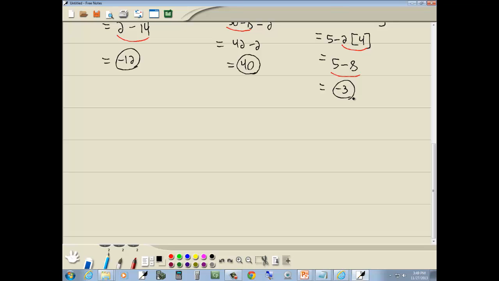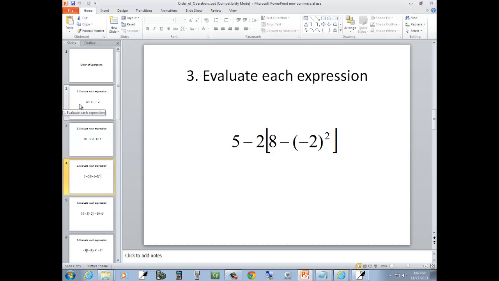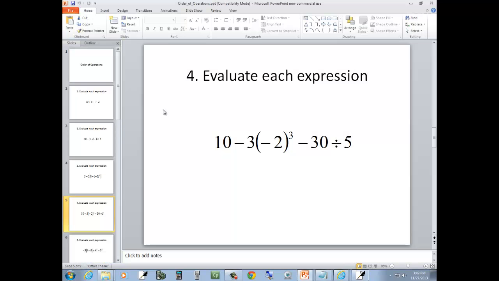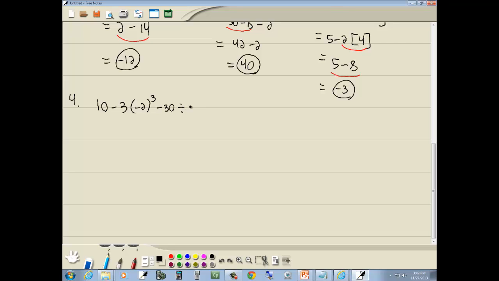Let's take a look at our fourth example. We've got 10 minus 3 times negative 2 to the third minus 30 divided by 5. Okay, please excuse my dear Aunt Sally. I'll do what's inside the parentheses. There's nothing inside the parentheses, there's just negative 2. Please excuse, exponents. So I'll do this third power. So 10 minus 3 times negative 2 to the third power. Negative 2 times negative 2 is positive 4, times another negative 2 gives us negative 8. And everything else carries down.